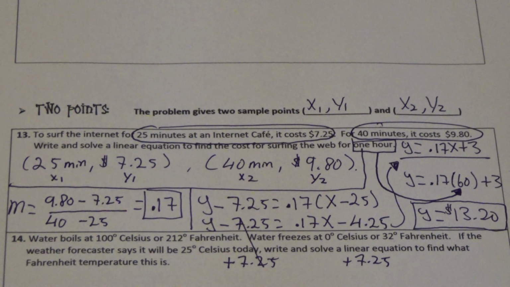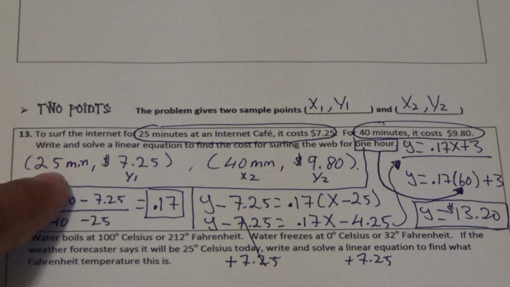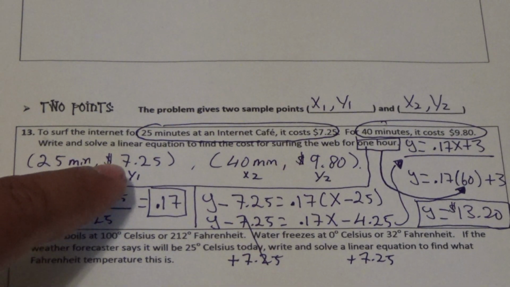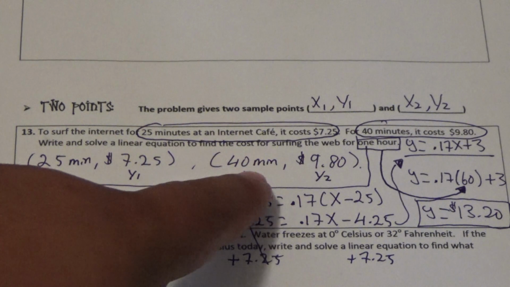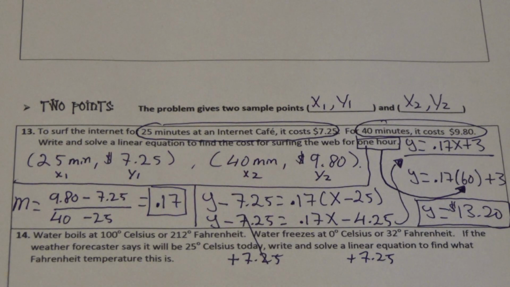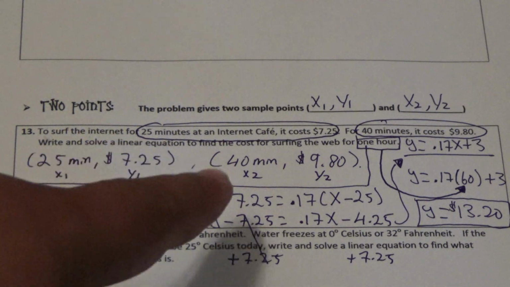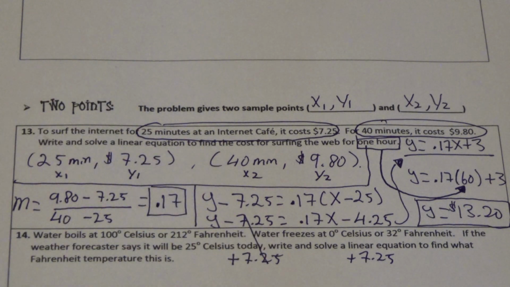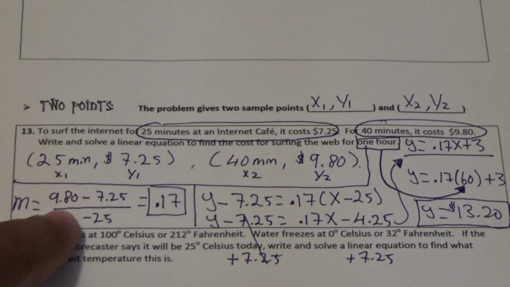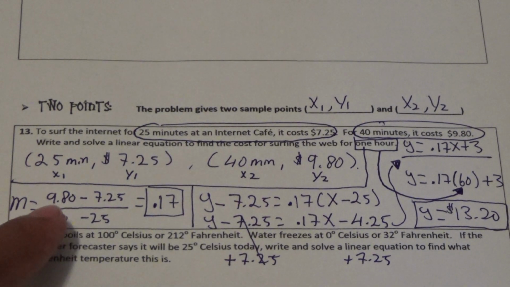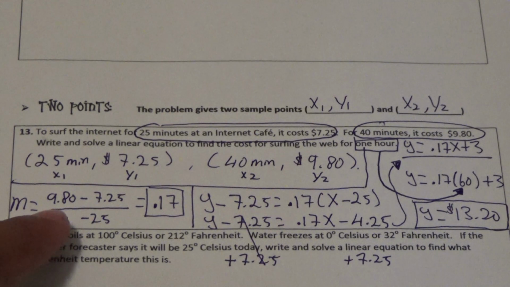So let's check them out. 25 minutes is going to cost us $7.25. For 40 minutes, it's going to cost us $9.80. Those are my x1, y1, x2, and y2. Well, here's the thing: we don't have a slope yet. So remember, from yesterday and 2 days ago, you have to figure out the slope first using the slope formula. By now, you should be able to find slopes from 2 points.